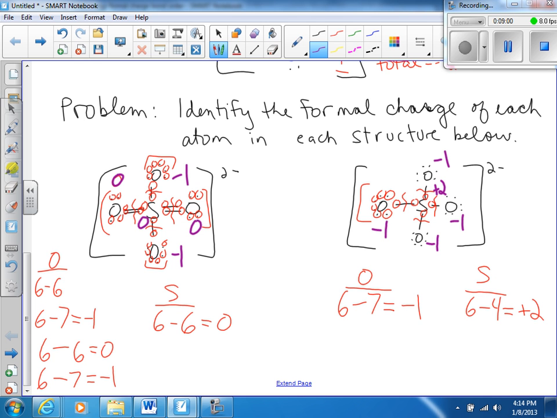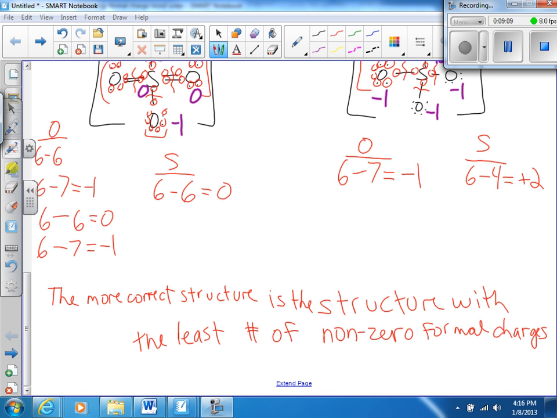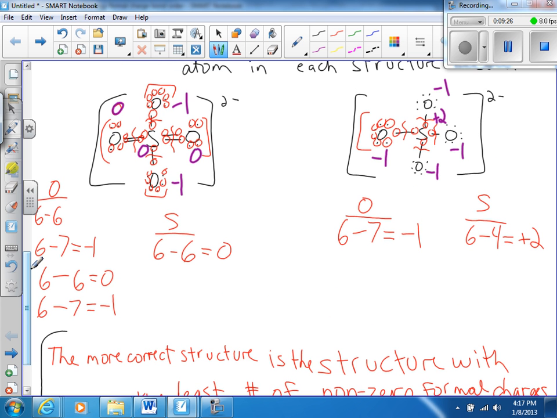All right, we've done that problem. Why do we care about this? So here's the important note. Okay, right here. This is why we care. When picking between two possible Lewis structures, the more correct structure is the structure with the least number of non-zero formal charges. So if we look at these two structures, the structure on the left has two non-zero formal charges.